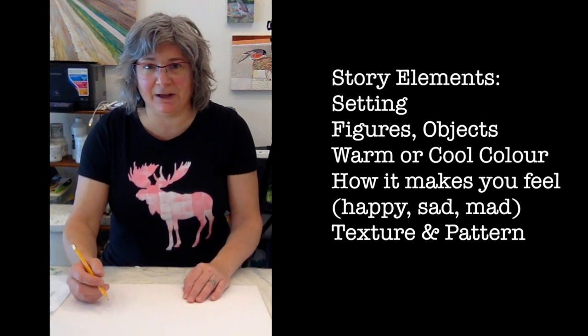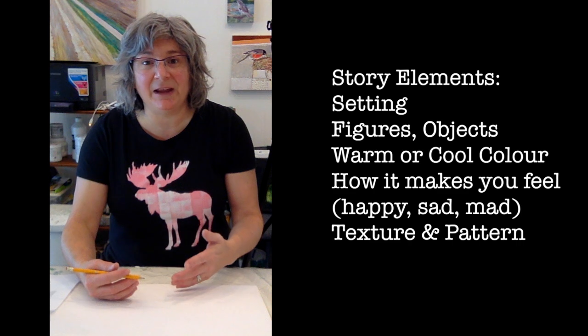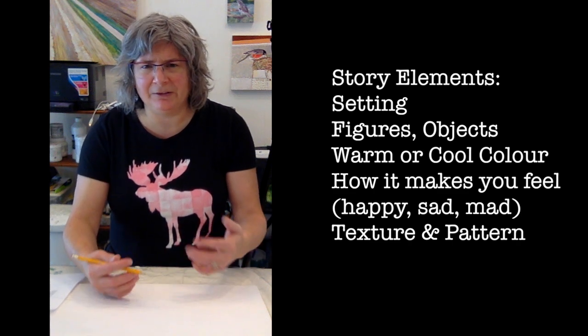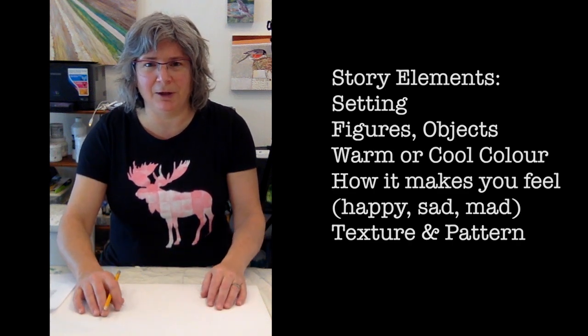Elements could include things like the setting, the time of day, the mood of the piece, the characters and objects that help to tell what's happening in the scene. The story that I'm going to use is based on something that happened to my sister and I.